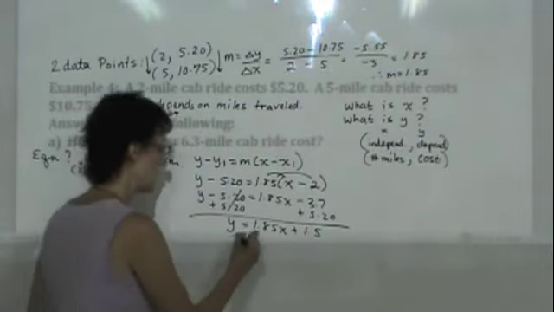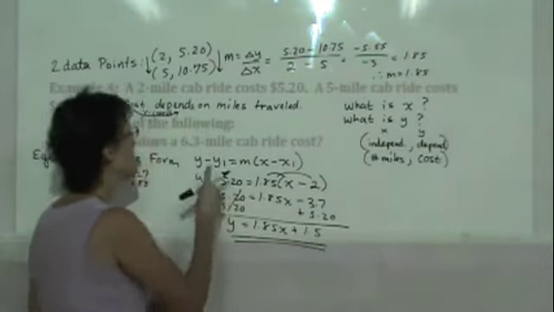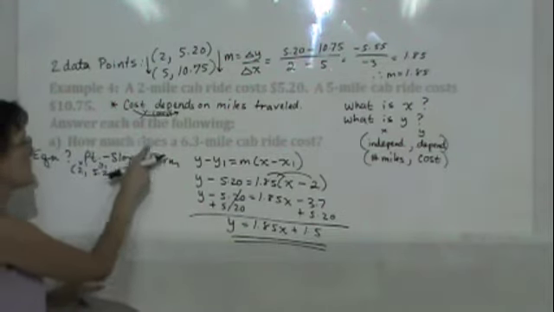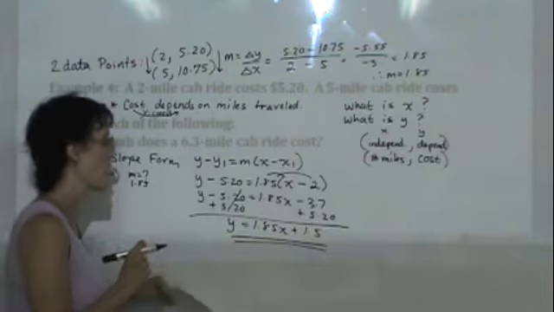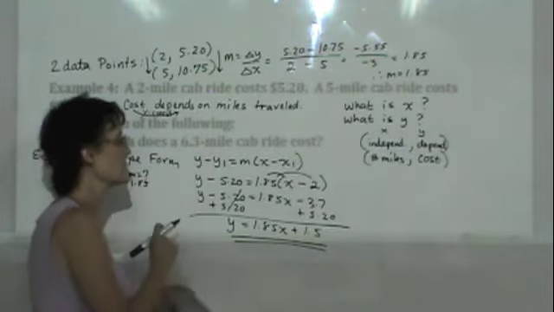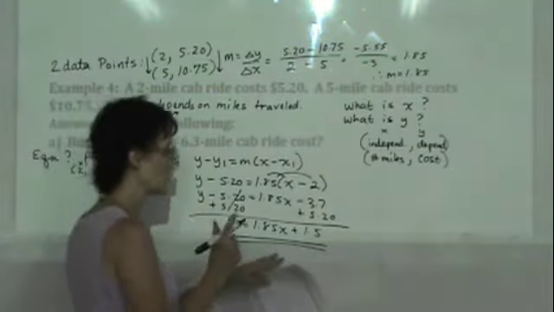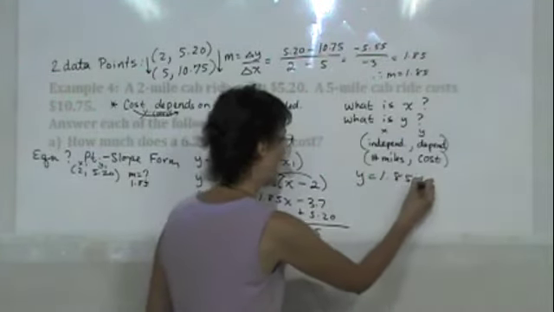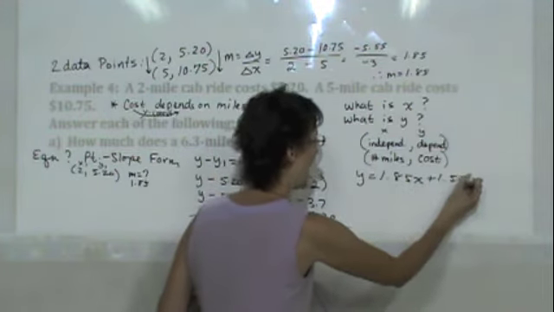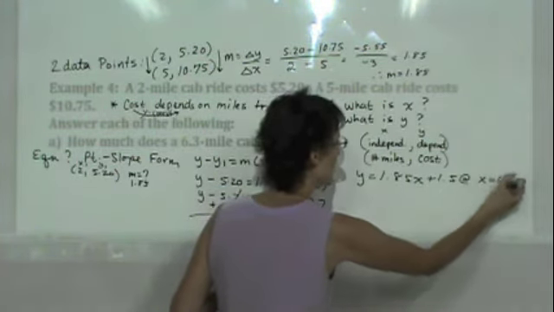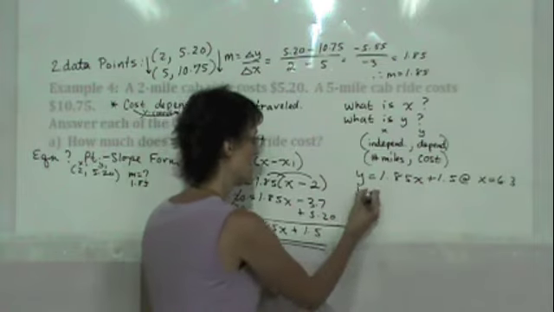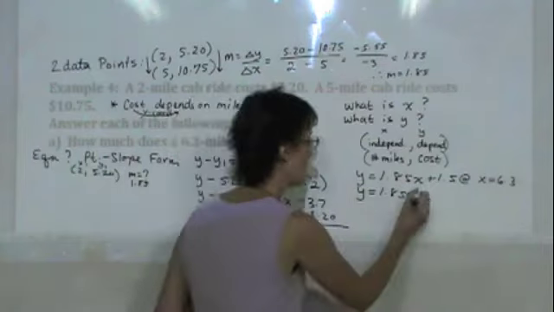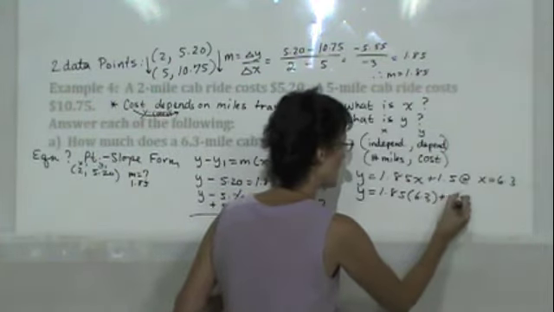Now I use this to help me find this question. So it says, how much does a 6.3 mile cab ride cost? Okay, 6.3 miles, that means that x is equal to 6.3 miles. So I've got y is equal to 1.85x plus 1.5 at x equal to 6.3. So I'm going to plug it in. So I got y equals 1.85 times 6.3 plus 1.5.